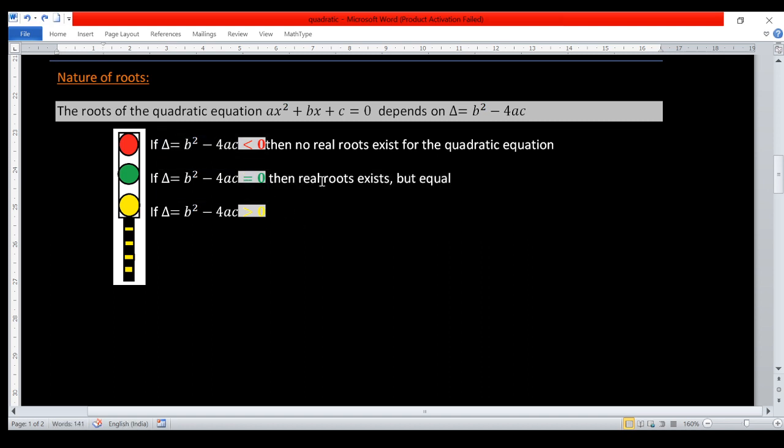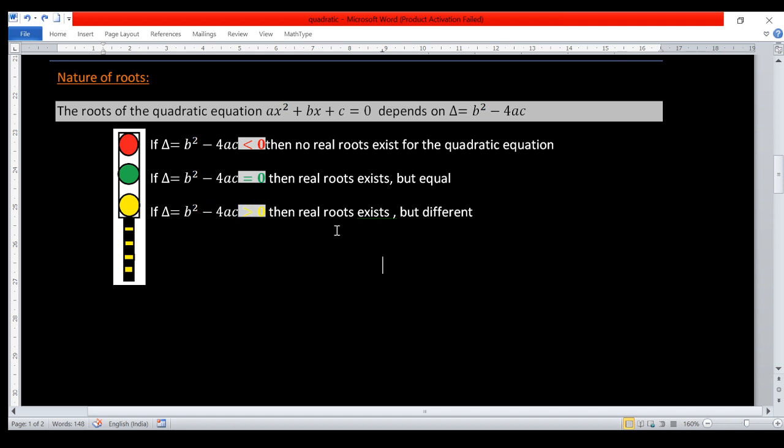If it is equal to 0, I mean green, then you can state that only one real root exists. The real root exists, but the roots are equal, because I stated already it will have two roots. But if it is equal to 0, you will not get two different roots. You will get only one, which is called the equal roots. So green gives only one, red gives none. Next, yellow, greater than 0. If b square minus 4ac is greater than 0, then you will get real roots, two different real roots.